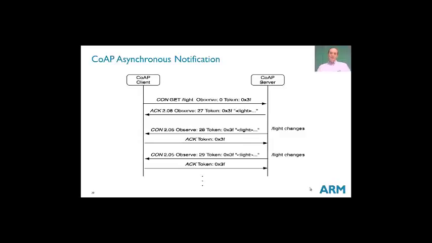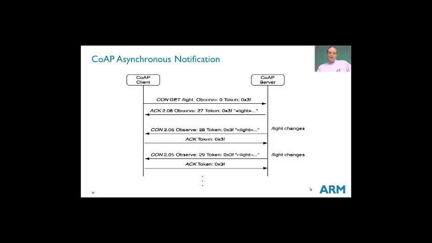And then at some time in the future, the light resource might change, and the CoAP server then will be able to send a subsequent response, which is just another confirmable transaction to the client that says this light has changed. It basically has the observed value in it and it has the token, so then the client knows which request to match with the response.